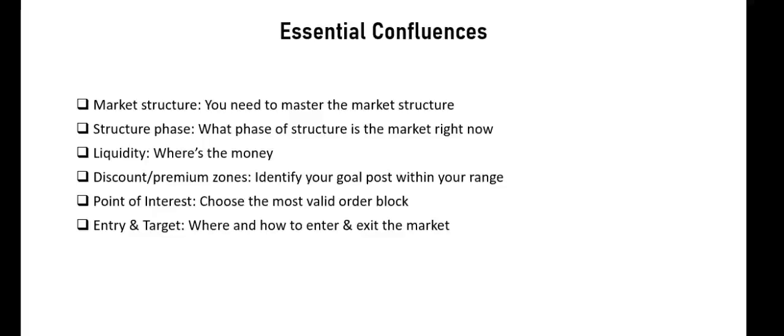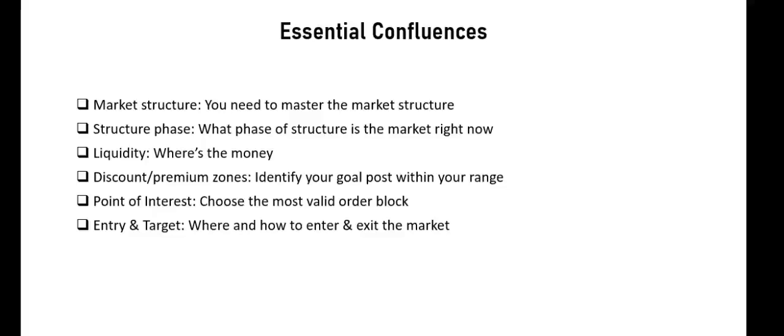I'm just doing a general overview of the essential confluences you need before you can talk about OB entry and targets. Now, the next thing is you need to understand your discount and premium zones. Your discount and premium zone is your goal posts within your trading range. It is your playing field. Your particular goal posts.